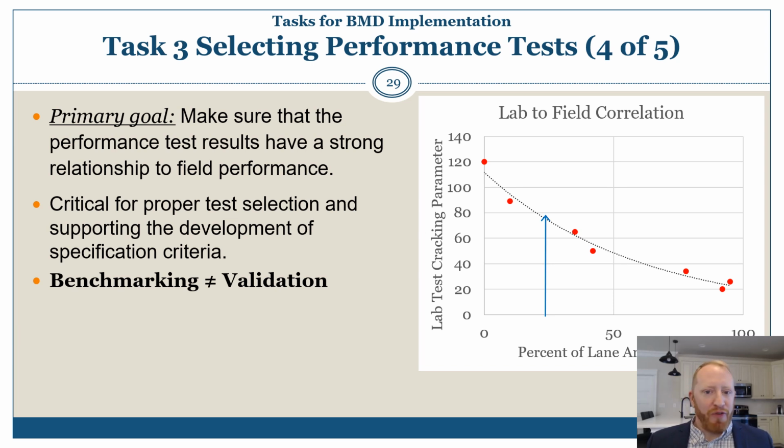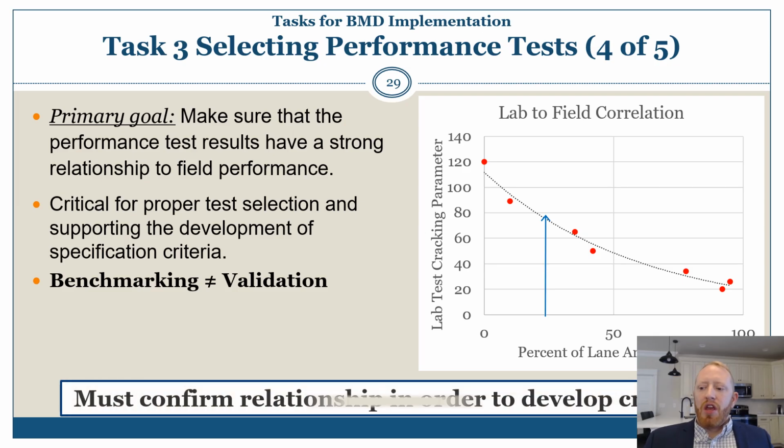Anything can be called a performance test. We have many tests that were called performance tests at the time, and maybe they're not called that anymore because we believe we have better tools that better predict field performance. And BMD should be a move down that line to better predict field performance. But we still need to establish that for the mixes that we have. So we've got to confirm that relationship in order to develop criteria. This is very different than benchmarking. I'll talk about that in a little bit. Benchmarking is about what you're getting now, but what I need is validation, and that's this task 3 item.